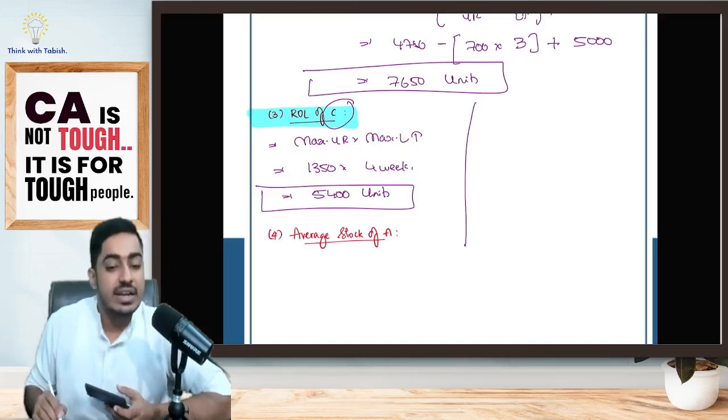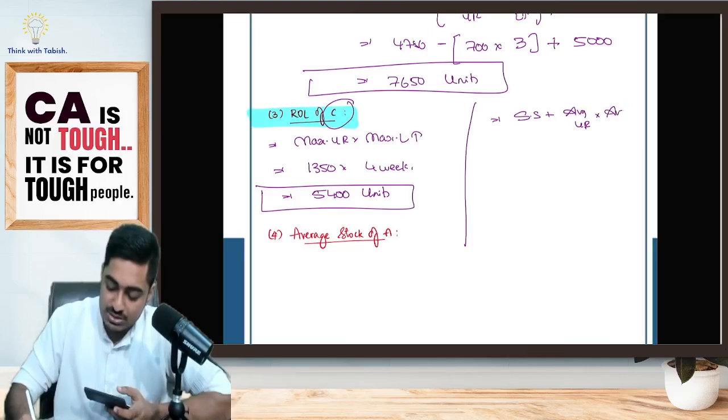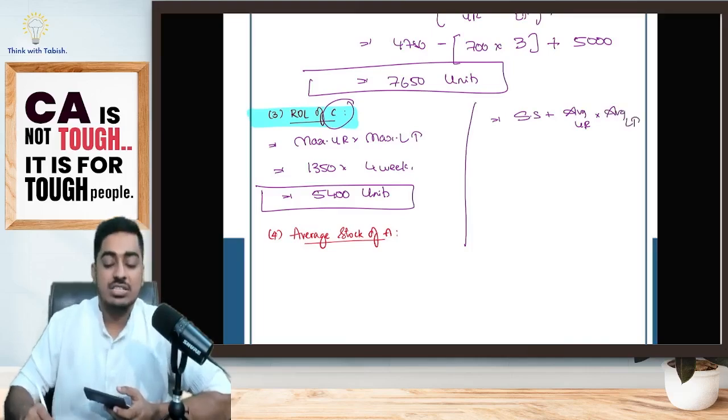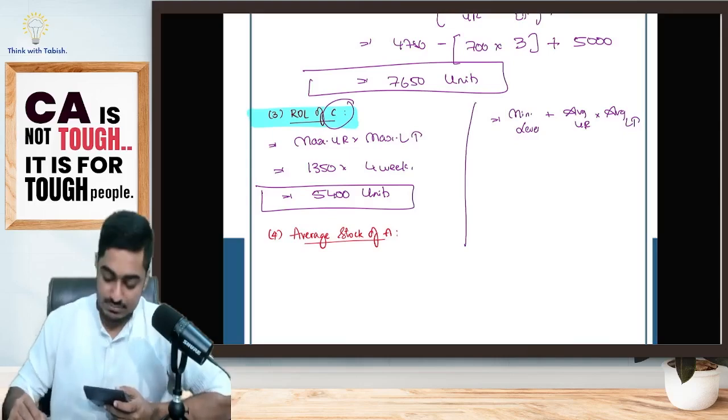Okay. Sir, alternatively, there is one more formula. What is that formula, students? If I am having safety stock, it is safety stock plus average usage rate into average lead time. Now understand one thing, students. Safety stock and my minimum level theoretically are one and the same only.